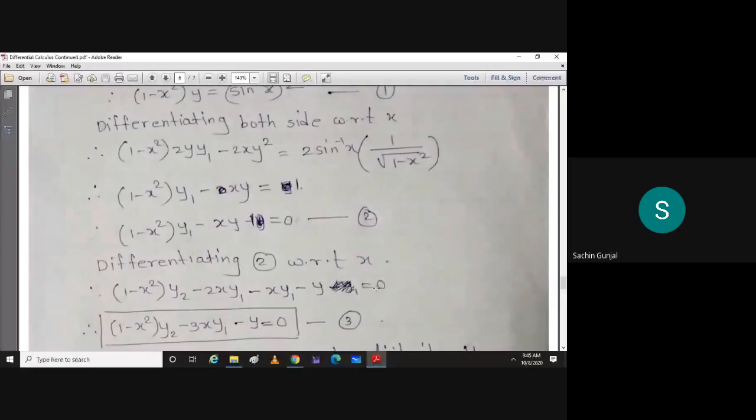If you collect the terms, 1 minus x square into y2, this minus 2x y1 minus x y1 will become minus 3x y1, and minus y equal to 0. Any doubt up to this step? No, sir. Okay, all right.